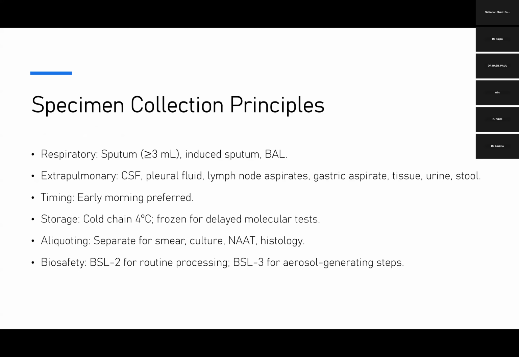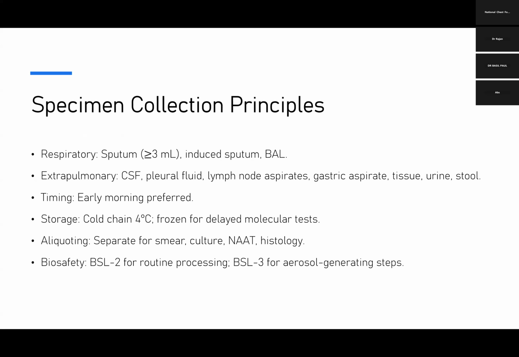So what are the basic specimen collection principles? For respiratory samples, we need a sputum sample. Ideally, a sputum sample of more than or equal to 3 ml is considered good. You can induce sputum using hypertonic saline and nebulization, and you can go for the bronchoalveolar lavage, other samples also. In extrapulmonary, you can do CSF, pleural fluid, lymph node aspirates, gastric aspirates, especially in children who are unable to cough out secretions, tissue samples, urine and stool also. They are used rarely, but they are there.